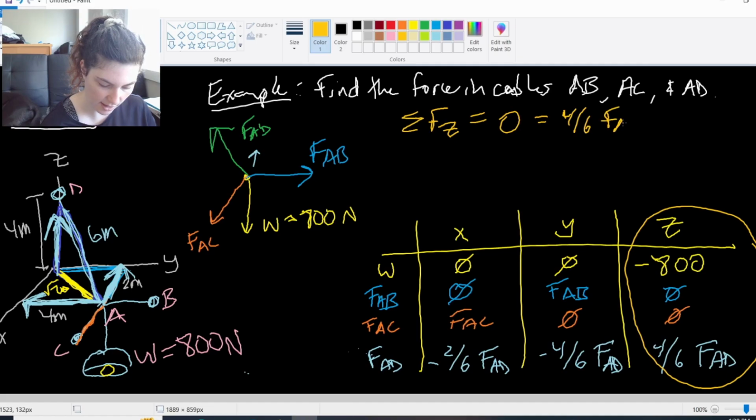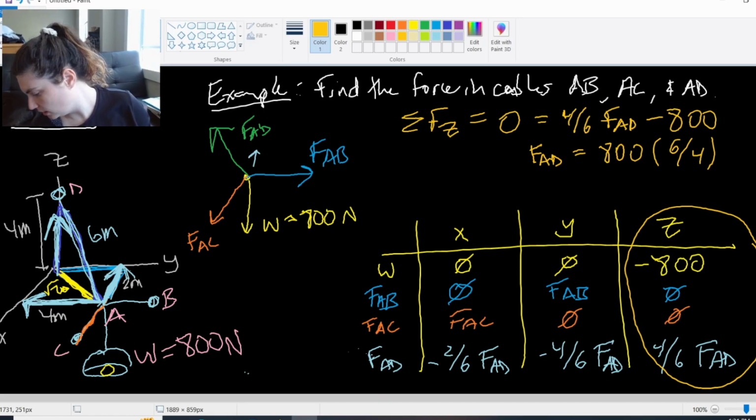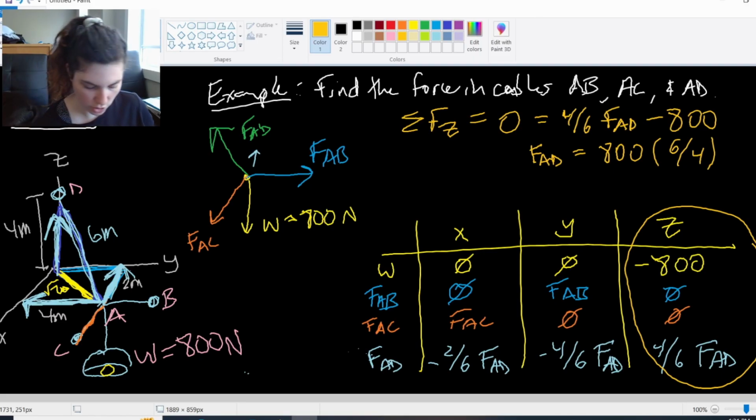4/6 FAD minus 800. And since I picked the one that had an actual number in it instead of the ones with variables, I can just solve for FAD, right? So if I add 800 to the other side, I get 4/6 FAD equals 800, right? If I rearrange this, I get FAD equals 800 times 6/4. And if I pop that into my calculator, I get 1200.